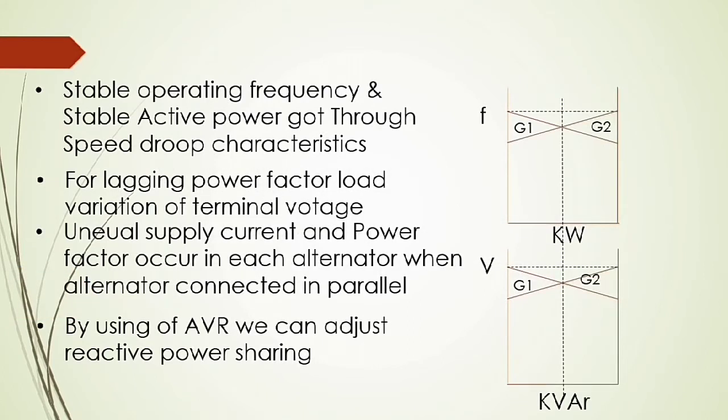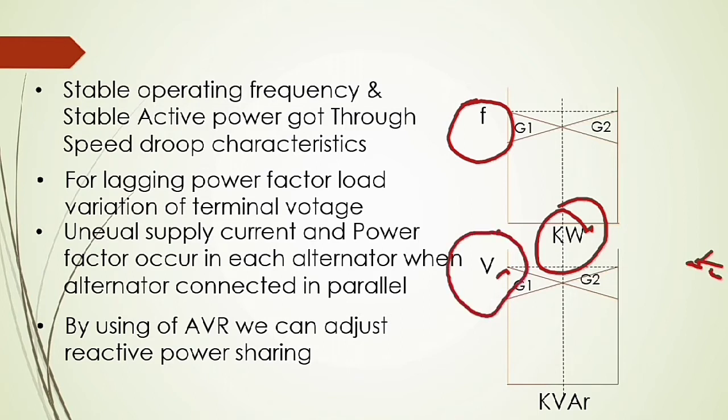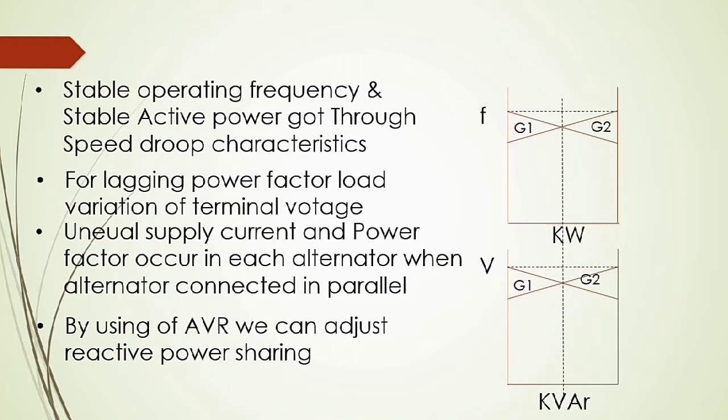So here you see, this is the speed droop characteristics, the characteristic which is made between voltage frequency and active power. And voltage droop characteristics is the droop between voltage and reactive power. Here you see, by adjusting the droop setting of the alternator by the governor, in my previous video you got stable operating frequency and stable active power.